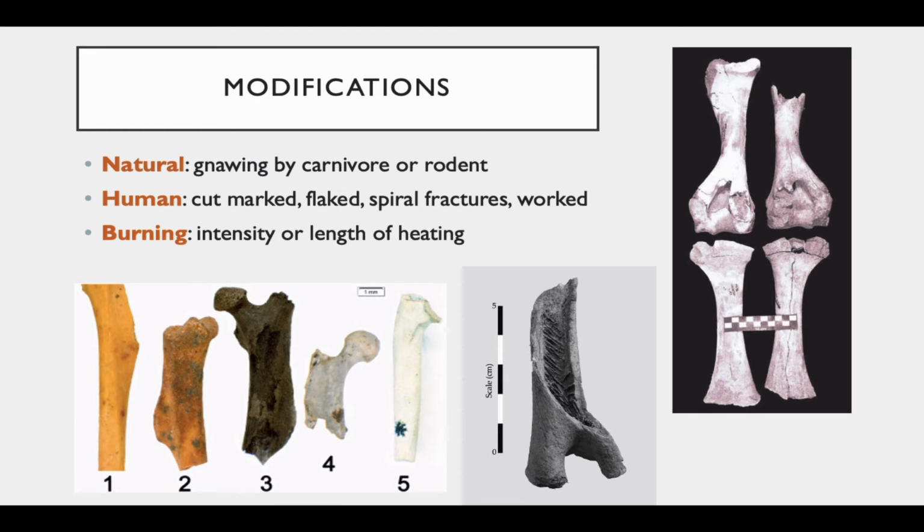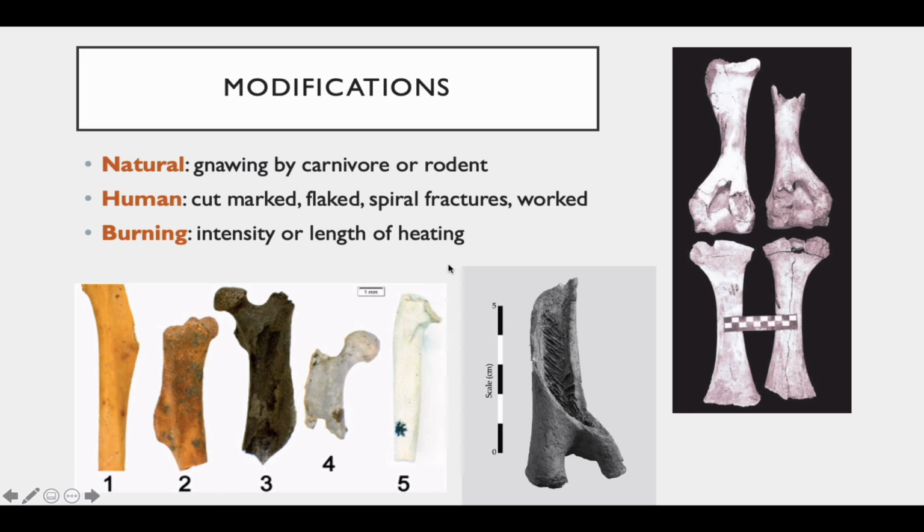There are also important modifications for the zooarchaeologist to note. Natural modifications include gnawing by carnivores, which is what we're seeing in the photo to the right here, or rodents themselves getting into trash pits. Human marks are obviously going to be important because we want to know how humans were modifying and interacting with the bones themselves. So any kind of cut marks, flakes, the spiral fracture that you see in the photo here maybe would have helped for extracting the bone marrow, or if the bones themselves become worked into a tool of some sort, perhaps.